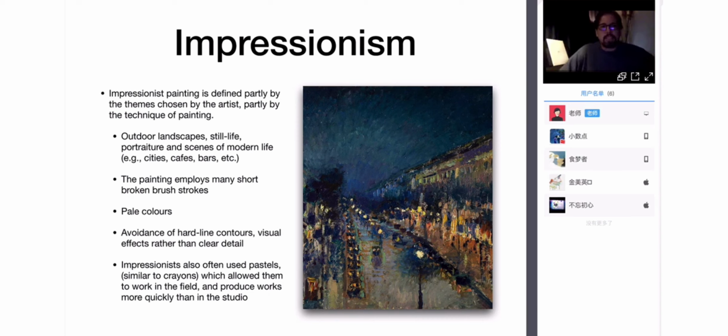So Impressionist painting is defined partly by the themes chosen by the artist. In other words, instead of doing historical, religious, mythical scenes, they would just paint what's around them. Outdoor landscapes, a landscape, as you can see here, this is an urban landscape. Still life, portraiture, and scenes from modern life. And portraiture is a painting of an individual.